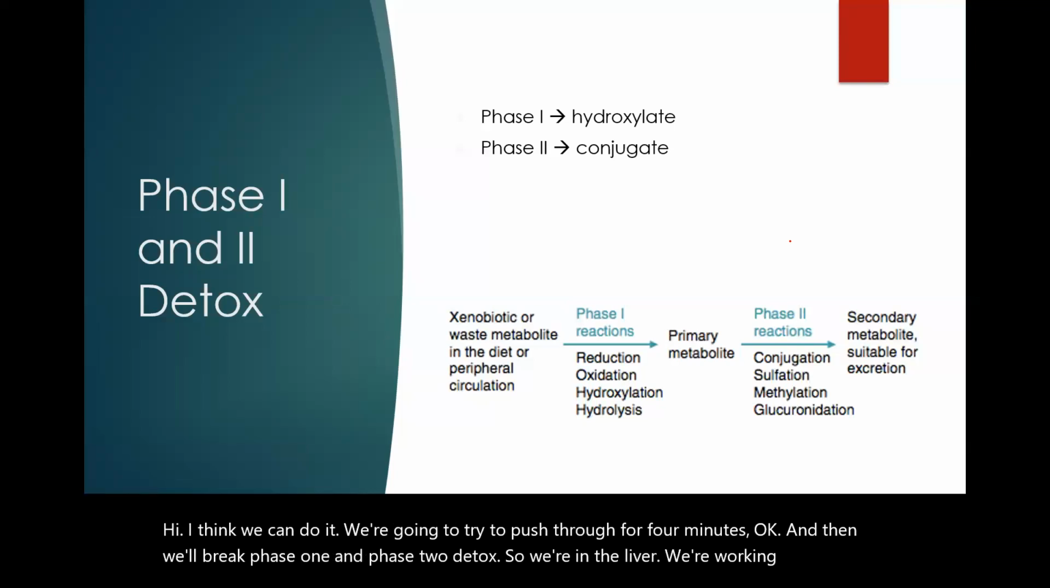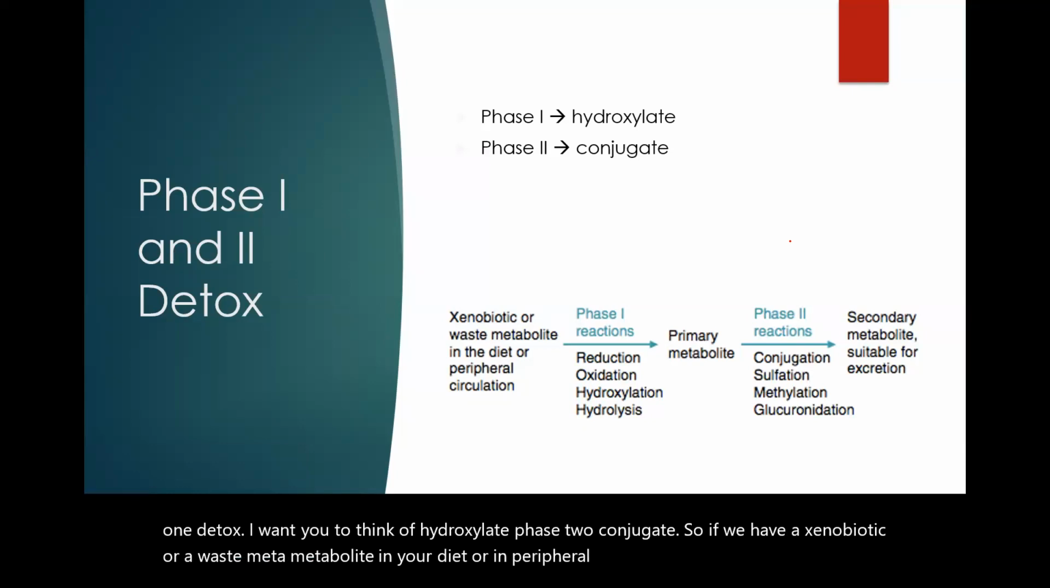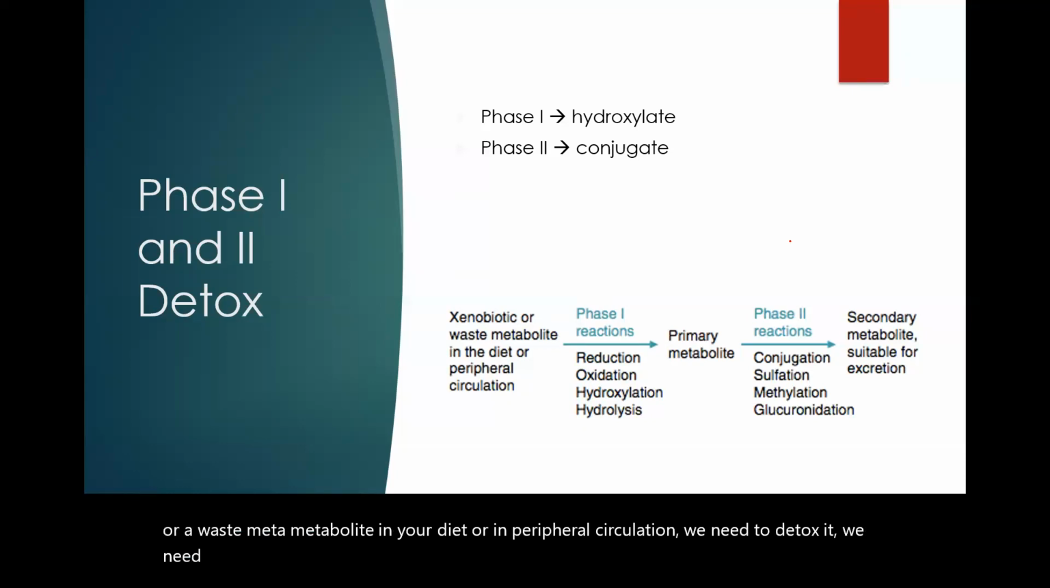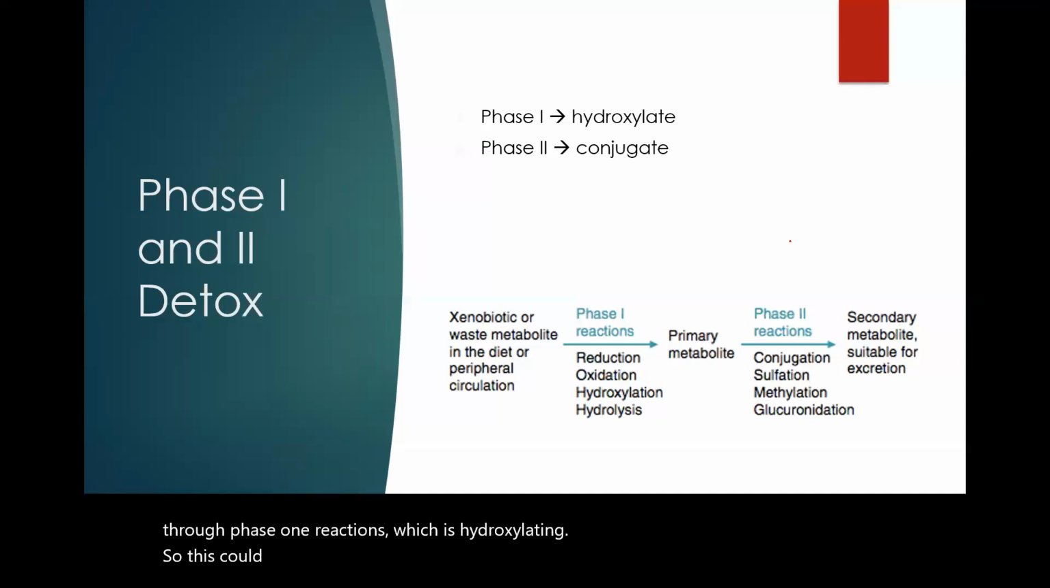Phase 1 detox, I want you to think of hydroxylate. Phase 2 conjugates. So if we have a xenobiotic or a waste metabolite in your diet or in peripheral circulation, we need to detox it. We need to stabilize it. We need to get rid of it. If we can get it to the liver, we can go through phase 1 reactions, which is hydroxylating. So this could be a reduction, an oxidation, a hydroxylation, and hydrolysis.